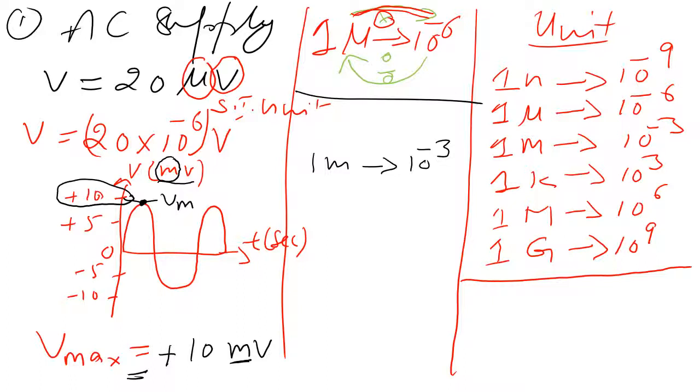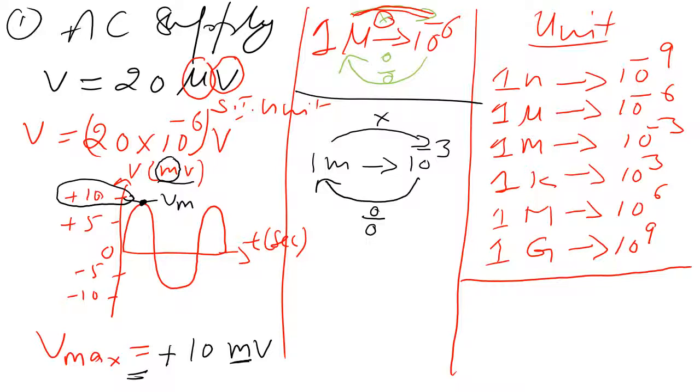So the rule says if you are changing milli to the number, you have to multiply by this number. And if you already have some number and you want to change that number into the form of milli, so you have to move like this from here to here, and you have to divide in that case. So this is the division here.